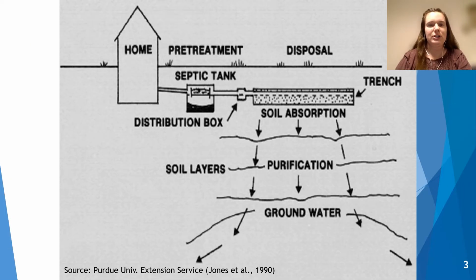With your conventional septic tank system, the wastewater leaves the home, enters the septic tank where the solids settle out, and then the liquids are discharged into a drain field or a leach field. There's gravel at the bottom where microbes are attached for some wastewater treatment, and then the rest of the treatment occurs in the soil matrix before the water enters the groundwater table.